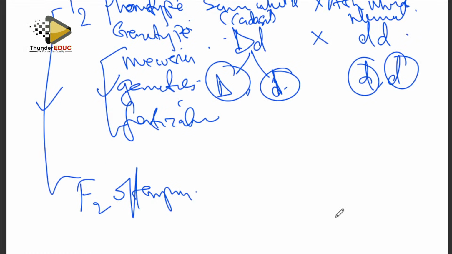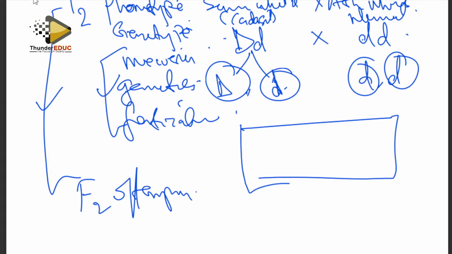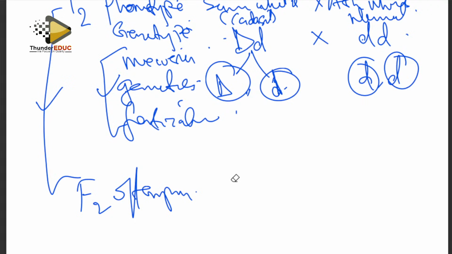We see that now you can use a Punnett square here. There is a mistake you guys make when it comes to this. If you use a Punnett square, no problem. But there are some people who don't want to use a Punnett square and they end up crossing it wrongly.